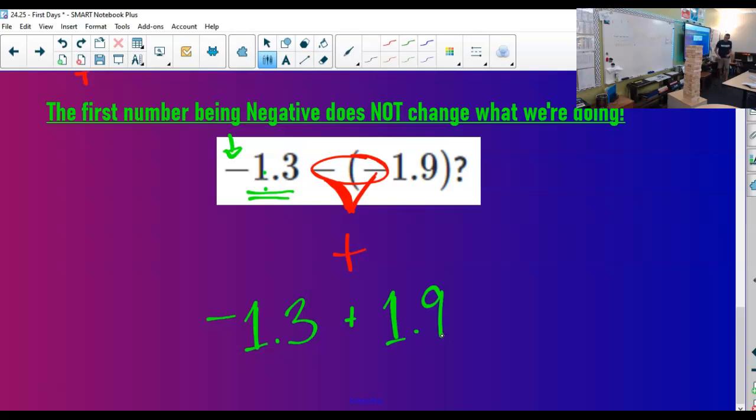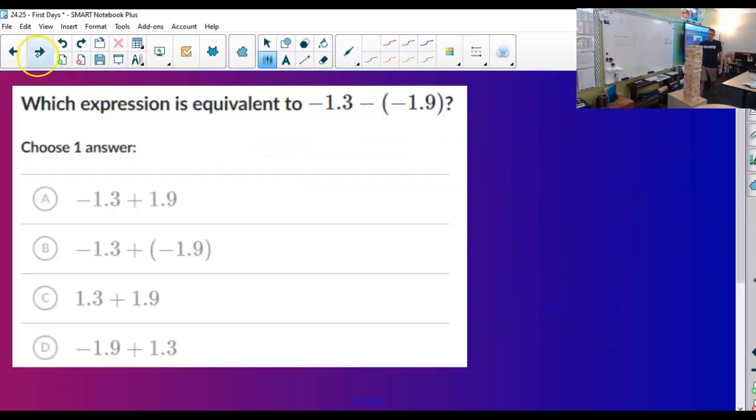You add a greater number than the negative number. So we know this is going to end up being positive, even if we don't know exactly what it is. And actually, that problem came from this homework, where we are practicing what does it turn into? Be careful, though. That first negative 1.3, it stays. So which of these is actually correct?